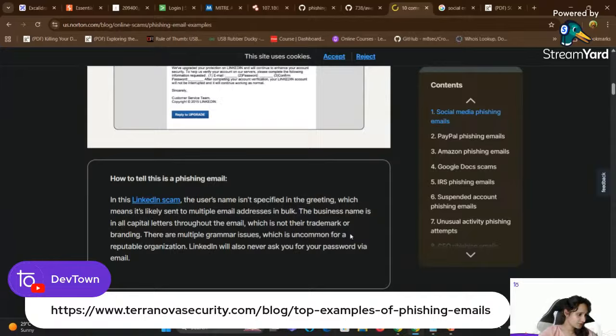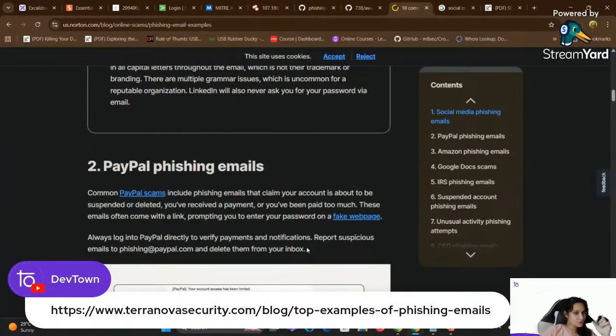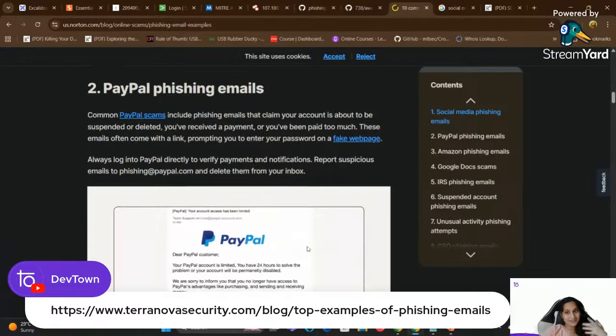That phishing is to lure the person into handling. Exactly, John, exactly. So moving on to the second thing, I'll be showing you PayPal phishing emails, and that comes up to the point recently that I have.